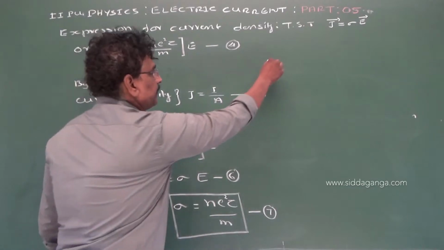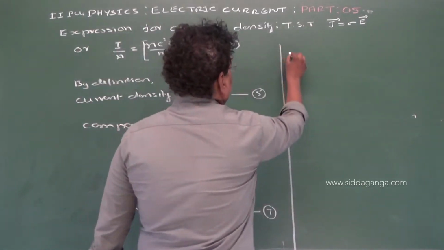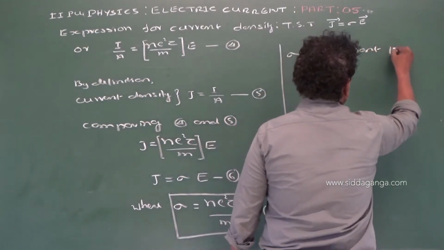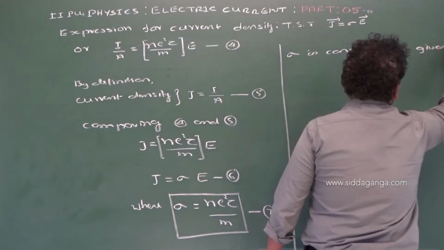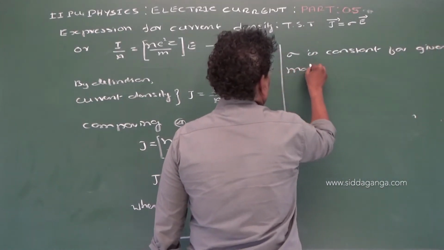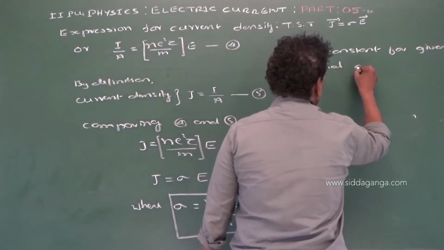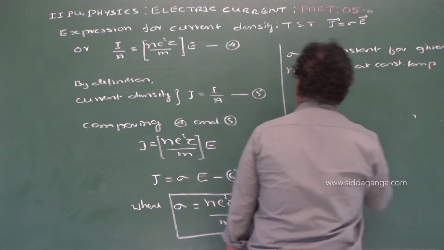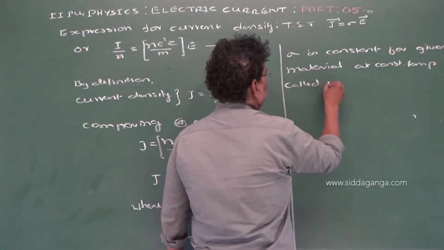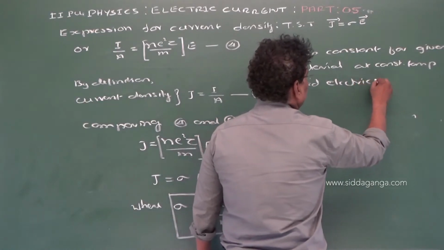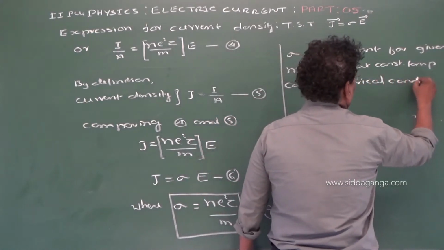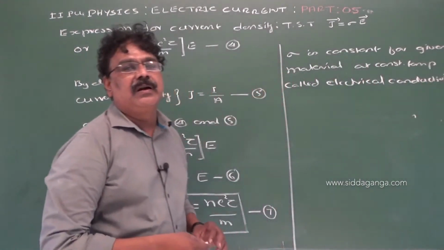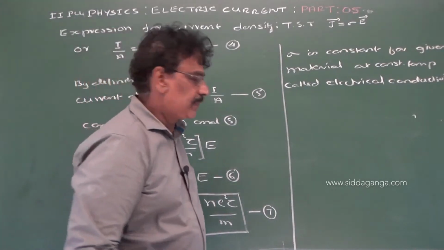Where sigma is a constant for a given material at constant temperature, called electrical conductivity.